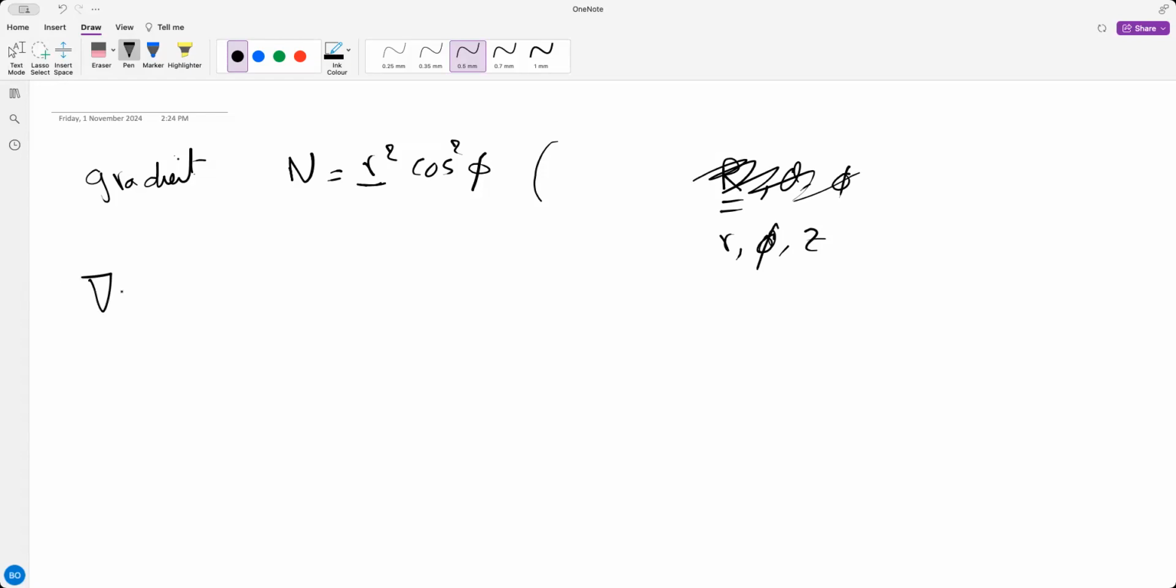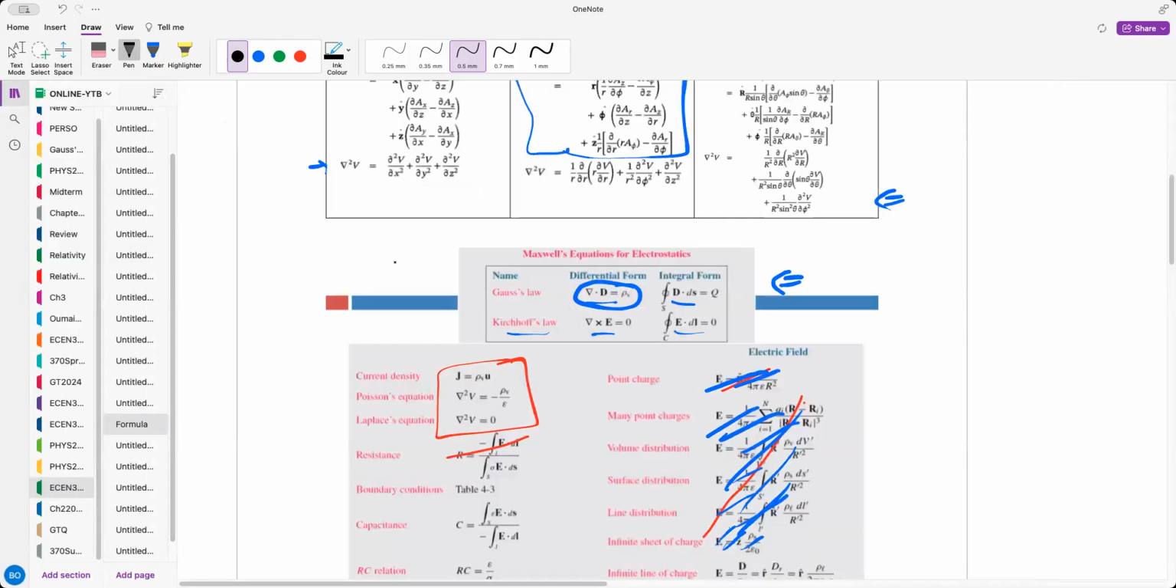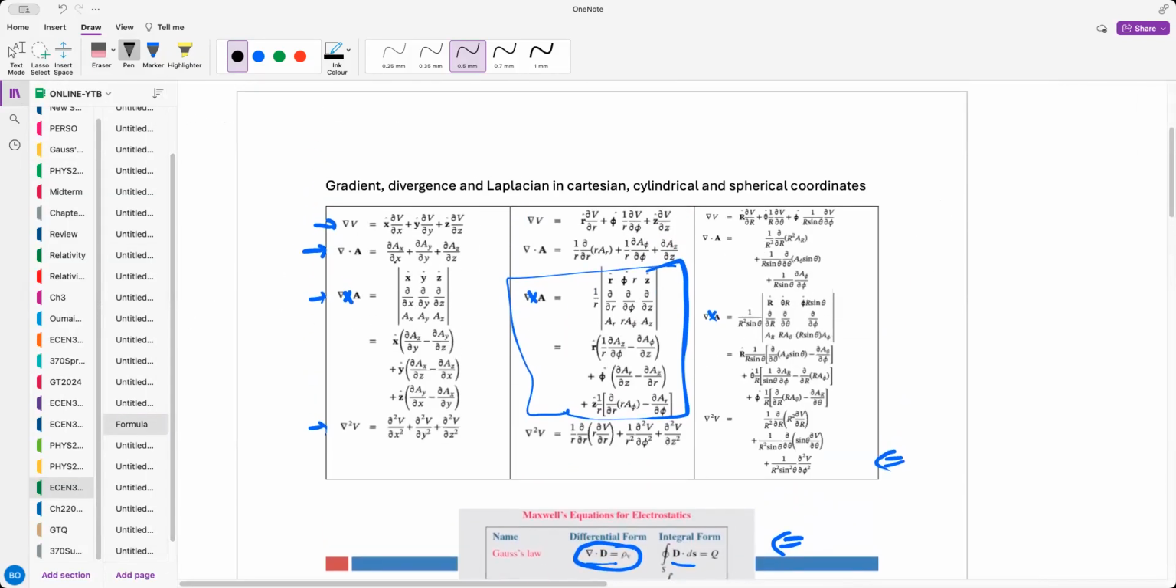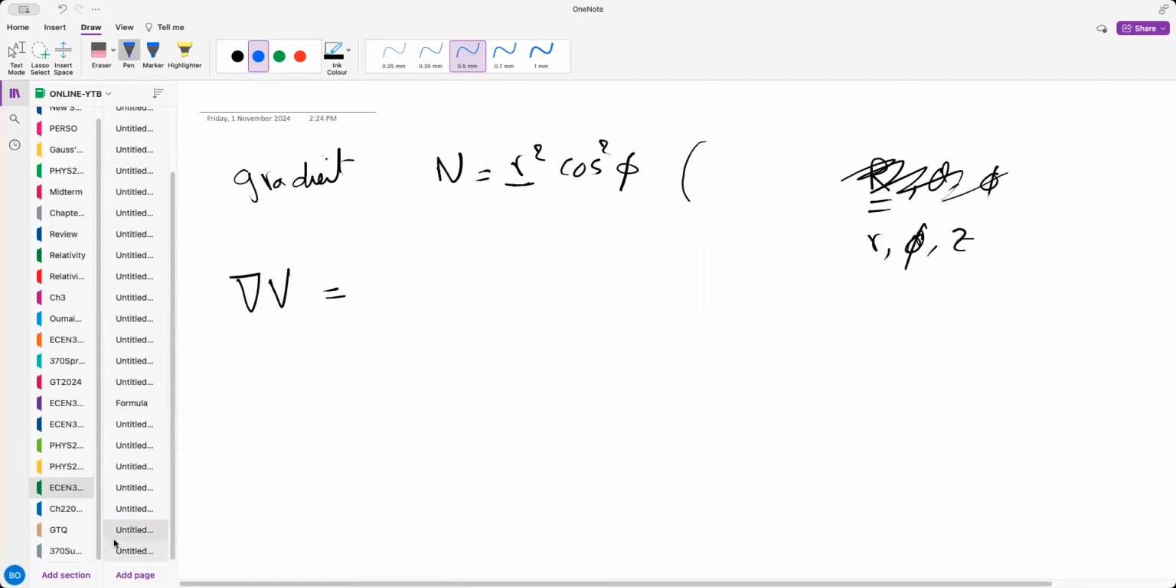So calculate the gradient. Now, what is the gradient? Because those are cylindrical coordinates, you have to go to the formula and use this one. Remember, if I ask you to calculate the divergence of a vector, it's something else. But here we are talking about the gradient. So let's go and calculate the gradient.